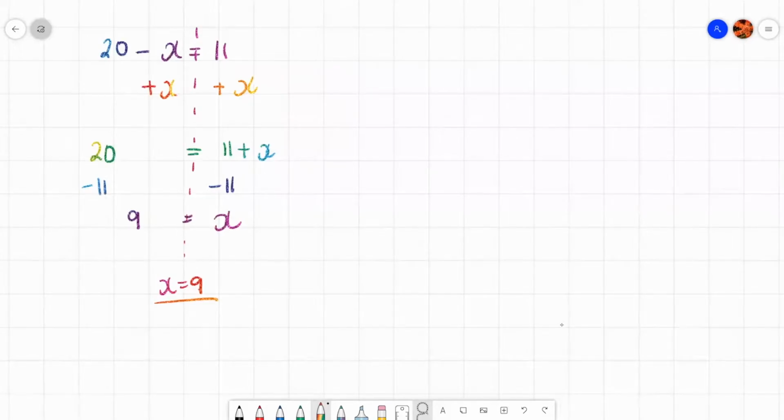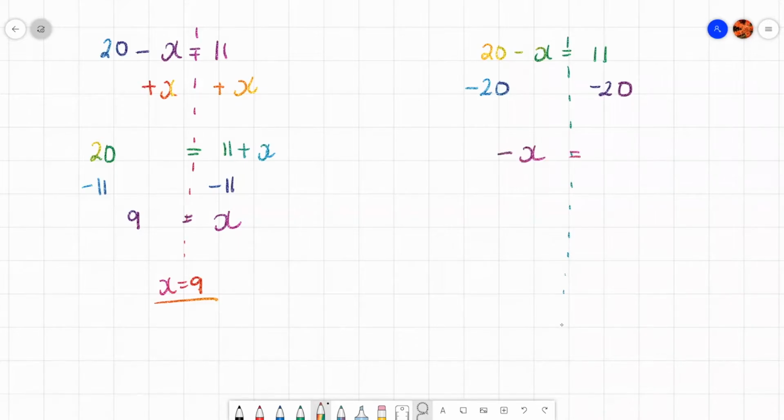Okay, method number 2. 20 take x equals 11. Draw your line down the middle. Well, let's get rid of the number first. So minus 20 on both sides. Well, 20 take away 20 is nothing. So I'm left with minus x.